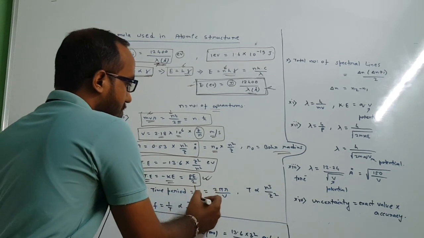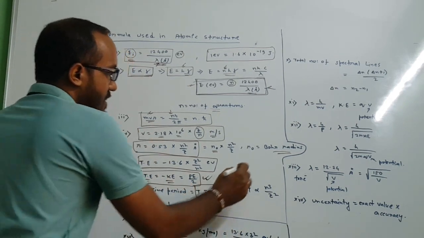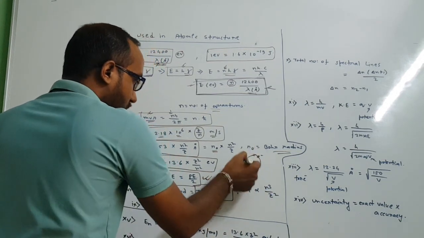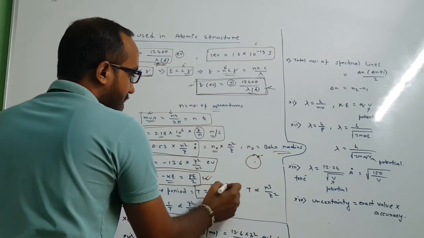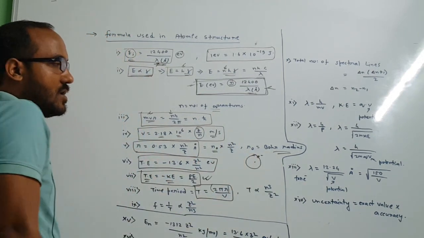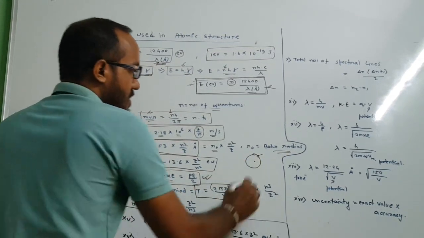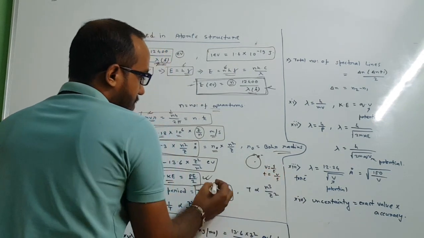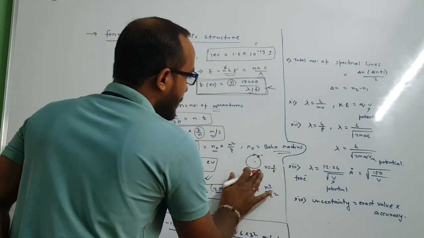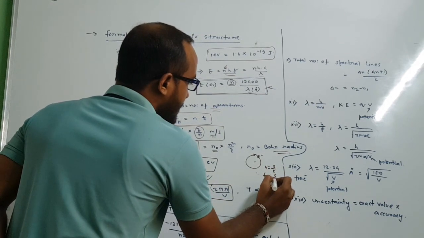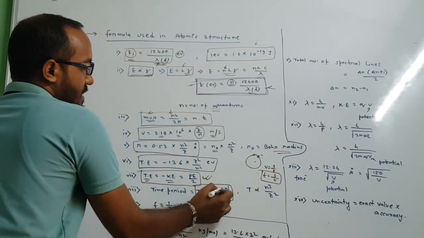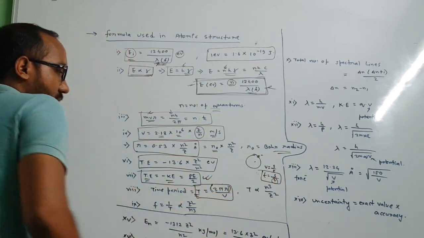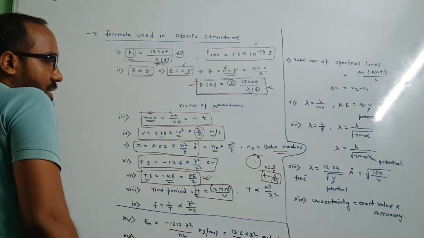Now what is the time period? See, if an electron revolves in an atom, it moves the total perimeter. So what is the perimeter of a circle? Perimeter of a circle is 2 pi r, that means distance is 2 pi r. We know velocity equals distance by time, so time would be distance by velocity. What is the distance here? Distance is 2 pi r and velocity is v. So 2 pi r by v gives you the time period in the nth orbit.